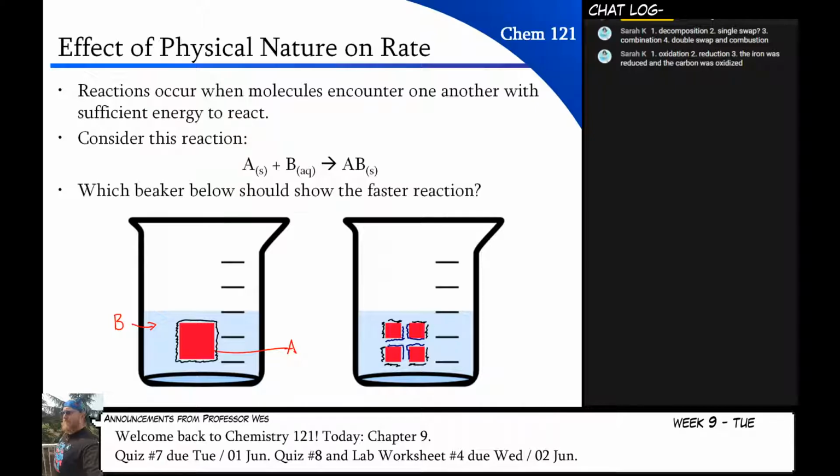So, which will go faster? A big solid chunk of A, or tiny pieces of A immersed in the solution of B? You don't have to type it in the chat. Obviously, the one with more surface area should react more quickly because there are more opportunities for collisions to occur. And so we can see this in action.